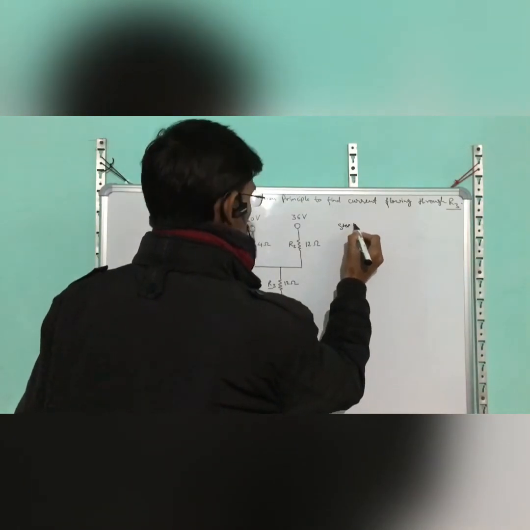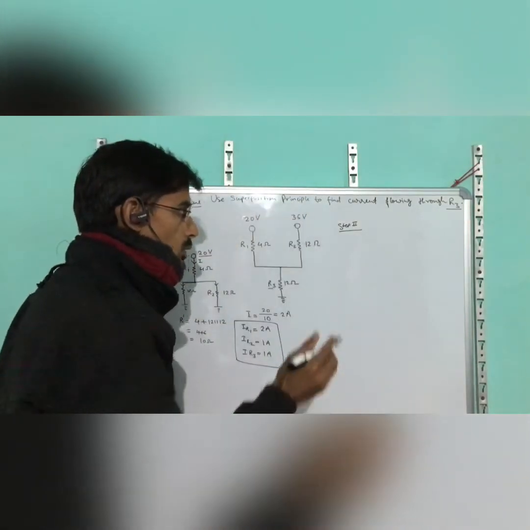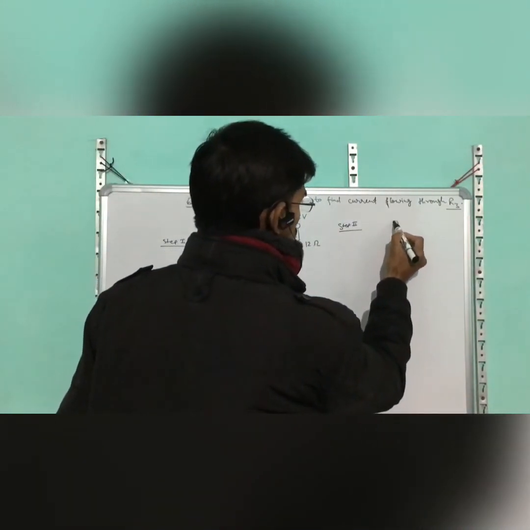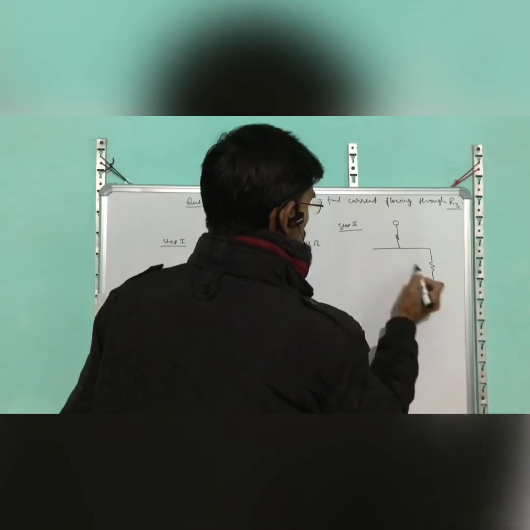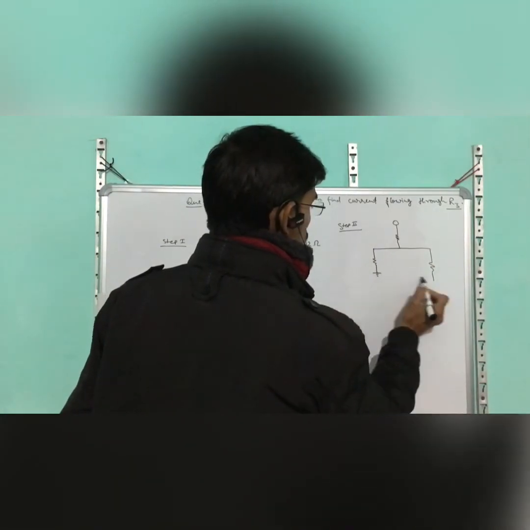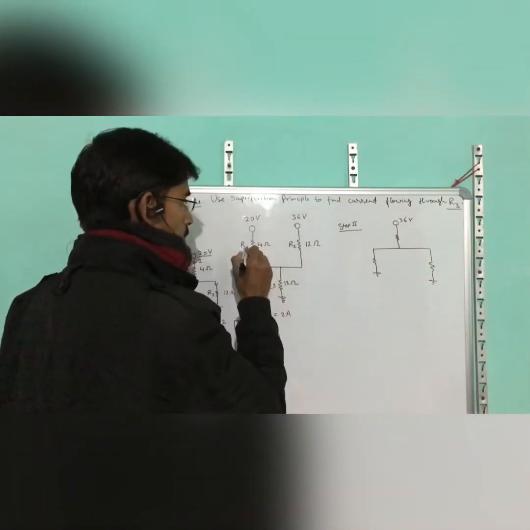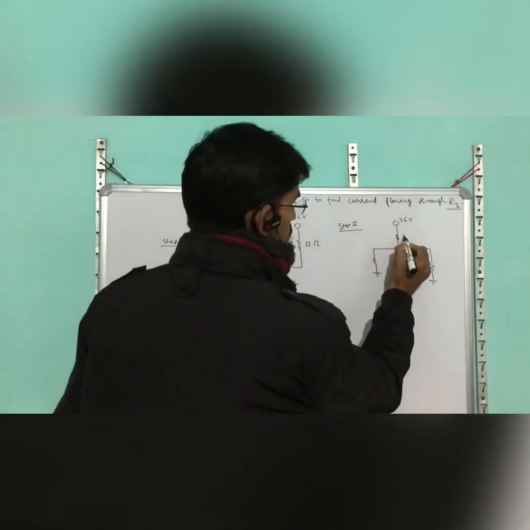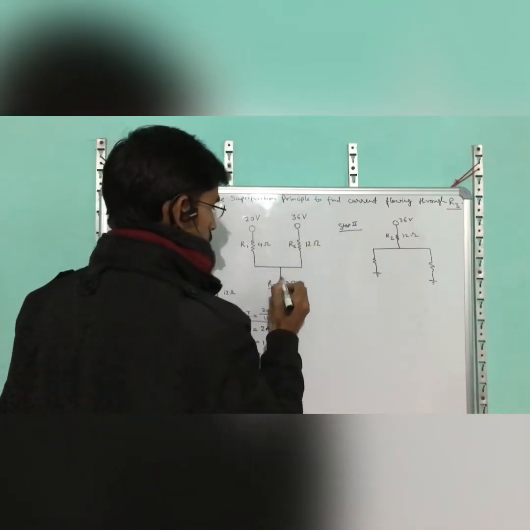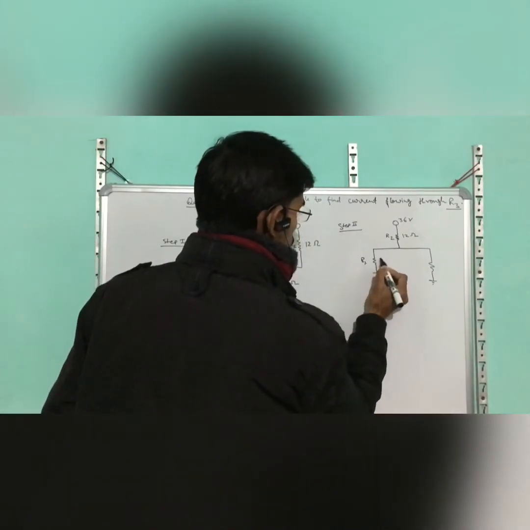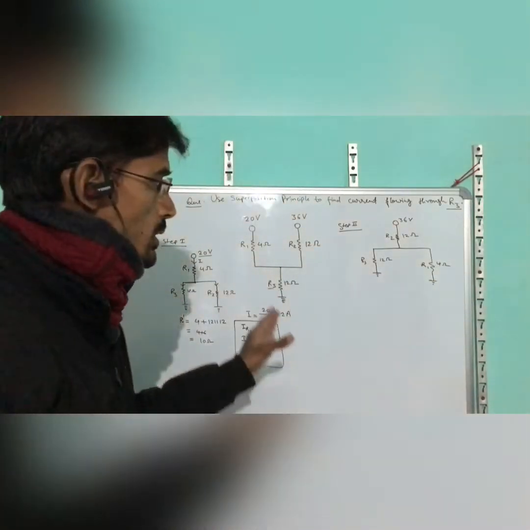When we remove this 20 volt source and consider this 36 volt. So what will be the situation? Similar to the previous one. So this will be 36 volt. This is short circuited and 36, 12 ohm. This is R2. Now R3 12 ohm and R1 is 4 ohm. This is the situation in step 2.